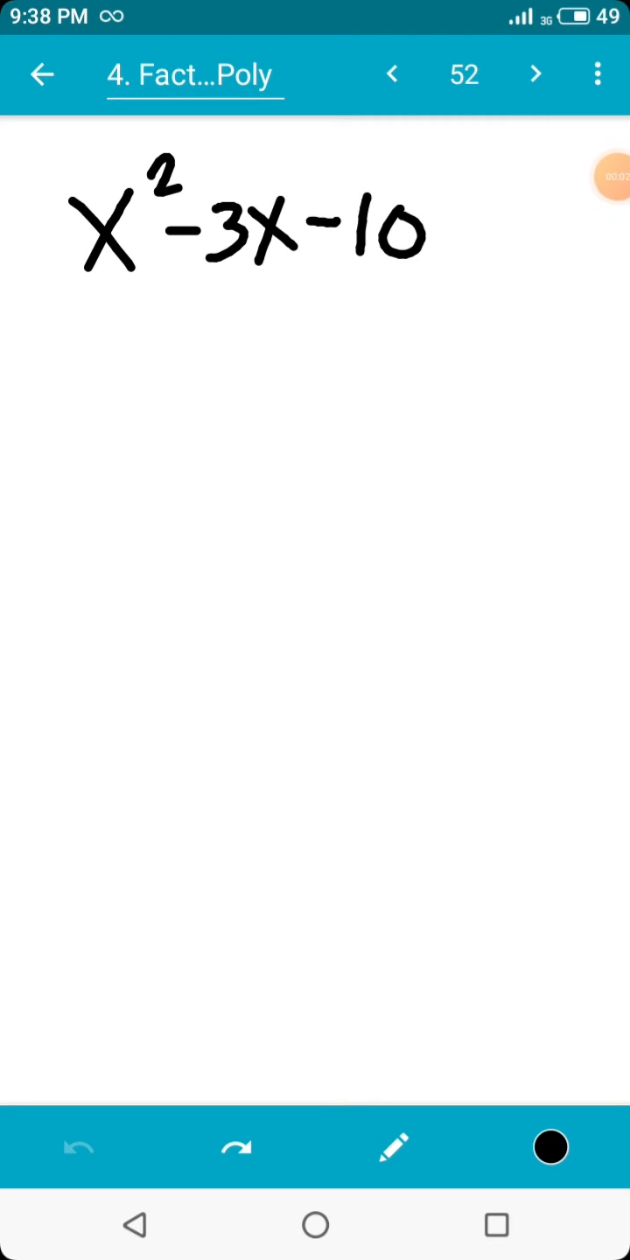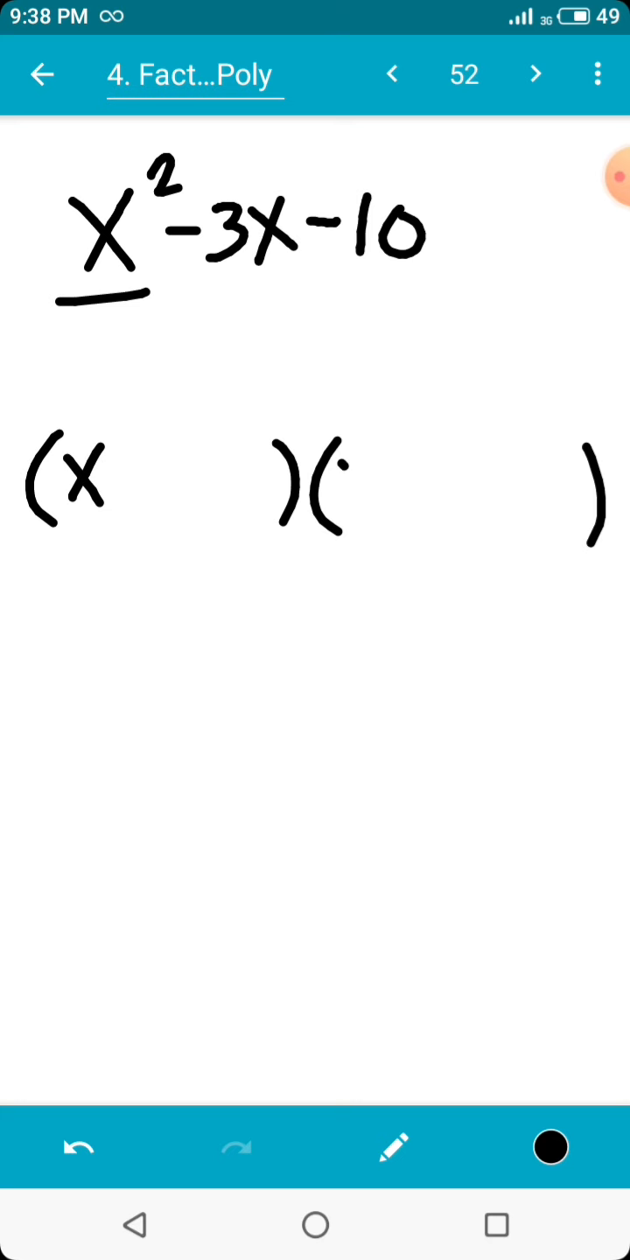Okay, so we have here a trinomial na x squared minus 3x minus 10. So, yung gagawin natin is i-undo natin yung FOIL method. Diba yung FOIL method, ganito lang siya. Ganito muna yung ginawa natin. Tama? So, ang gagawin natin, kunin natin yung factor ng x squared and that is x times x.